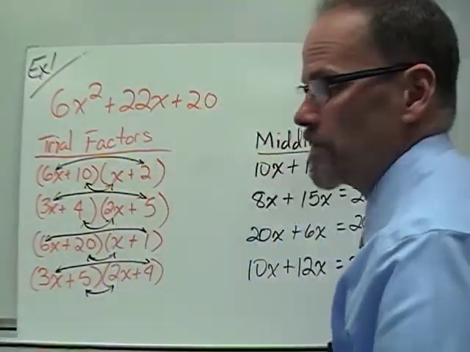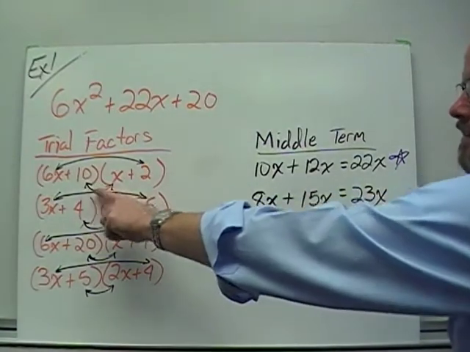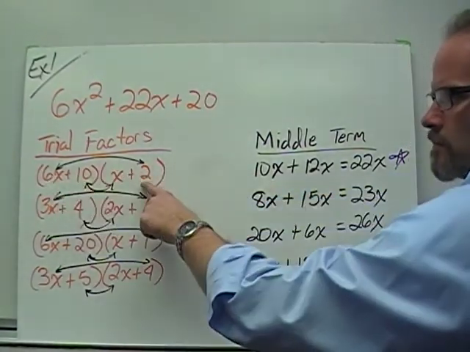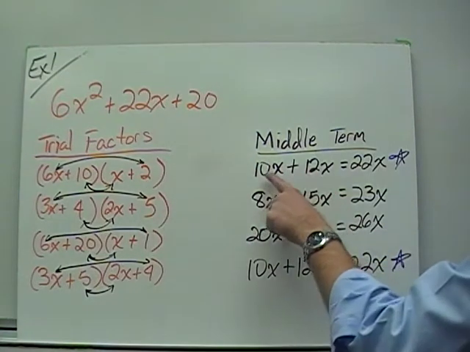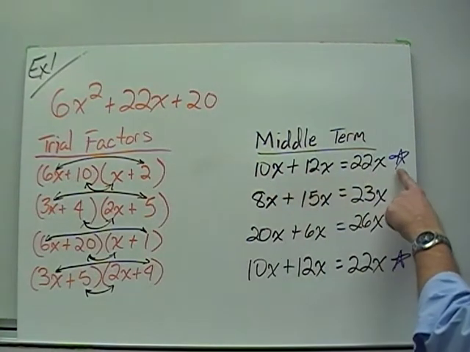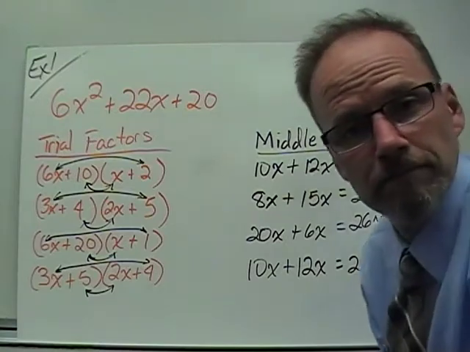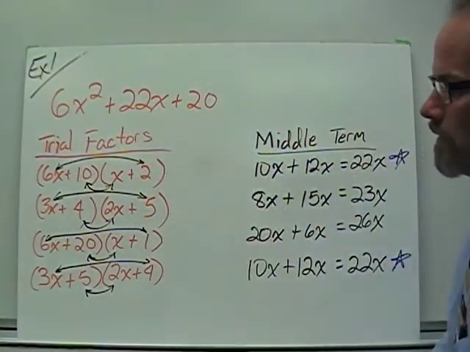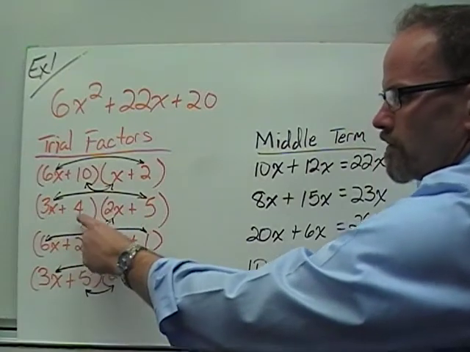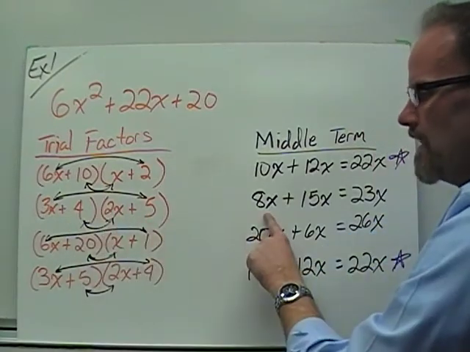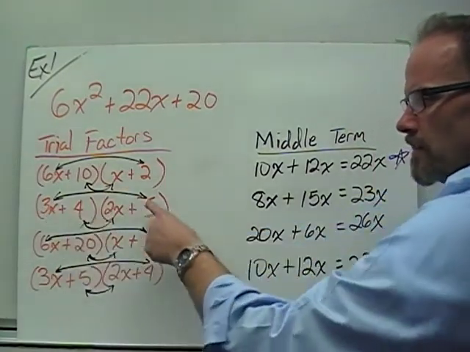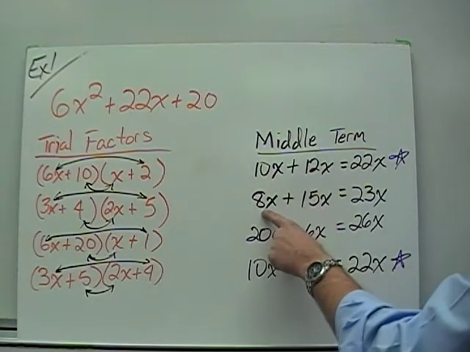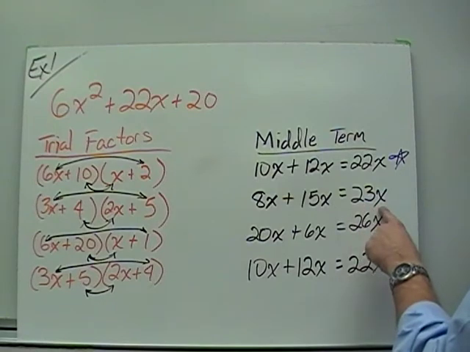So here's what happens. I multiply 10 times x and I get 10x. 6x times 2 gives me 12x. 10x plus 12x is 22x. Hey, I like that. 22x, beautiful. Well, what happens here? 4 times 2x, 8x. 3x times 5, positive 15x, that equals 23x.